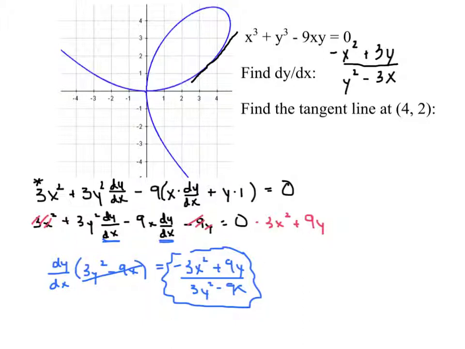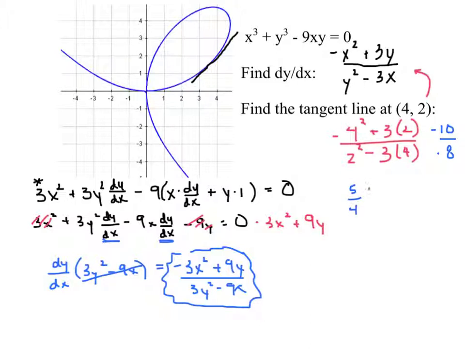Well, now I have to plug in the points, and I've got to plug in the whole thing. So I plug (4, 2) into the derivative. So I'm going to have negative 4 squared plus 3 multiplied by y, which is 2, over y squared, so 2 squared, minus 3 times 4. Well, negative 16 plus 6 is negative 10. And 4 minus 12 is negative 8. So the slope is 5/4.